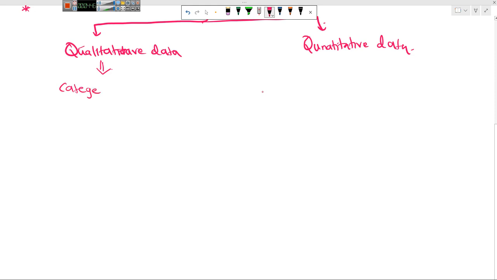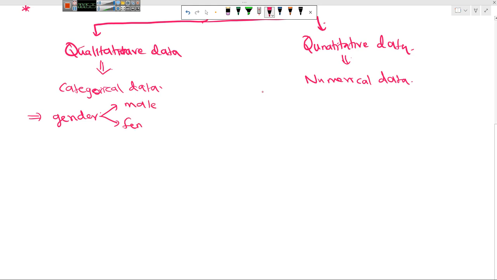So categorical data, and here we can use quantitative data, or we can say in other words numerical data. Okay, now we will just try to understand some examples for categorical data, right? For example, as we all know, gender, right? So gender can have majorly two categories. Anyhow, nowadays we have some other categories also, but I don't like to talk about them now. So gender can be either male or female.